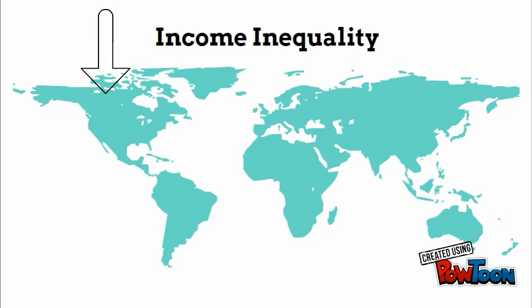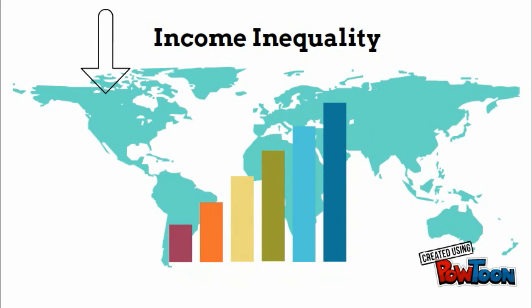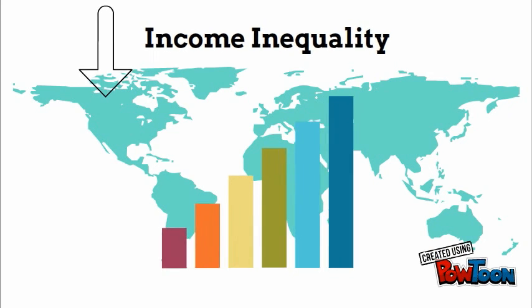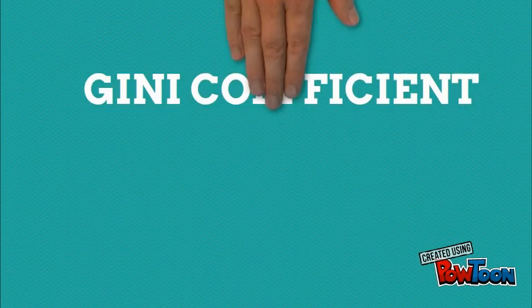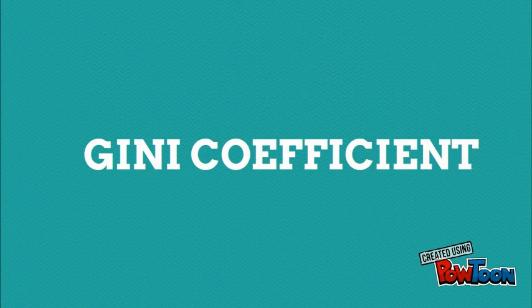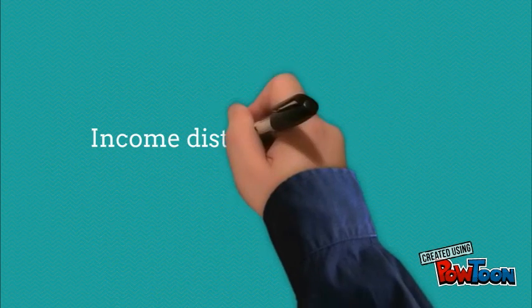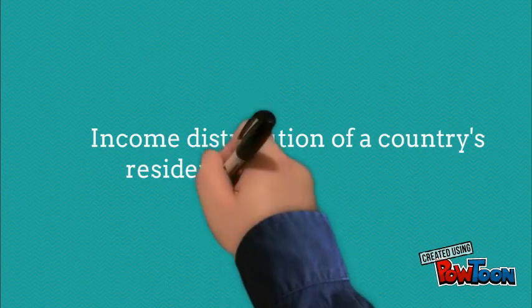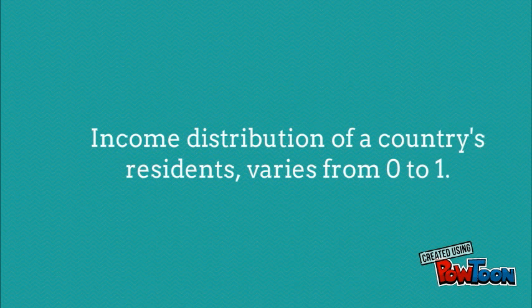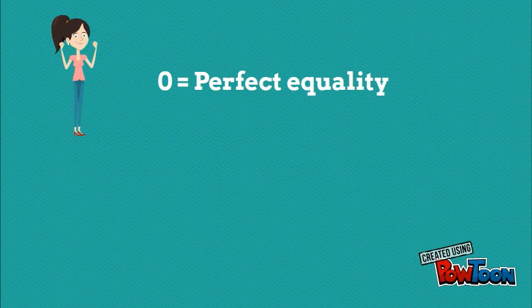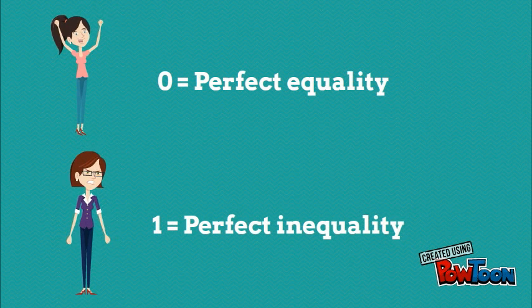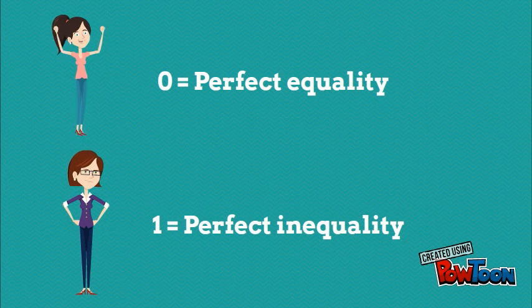If countries want to decrease their income inequality, they must be able to quantitatively record the inequality of income. This is done using the Gini coefficient. Gini coefficient, which is a measurement of the income distribution of a country's residents, varies from 0 to 1. Gini coefficient of 0 represents the perfect equality where everyone has the same income, and Gini coefficient of 1 represents the perfect inequality.